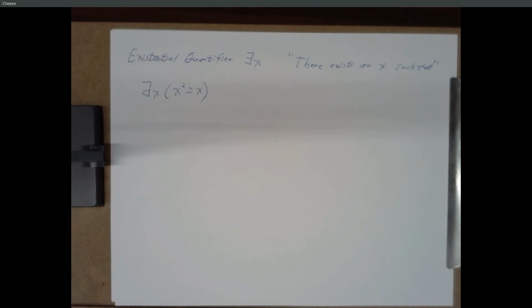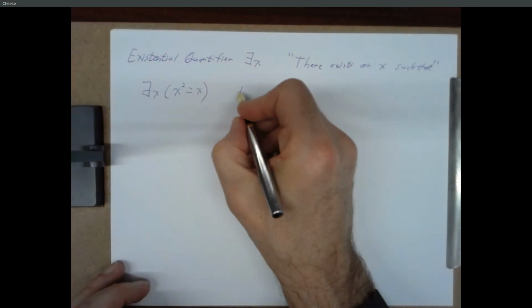Go ahead, question. I was just going to ask, when you say there exists an x, does that mean specifically one? No. At least one. At least one, all right, thank you. Yeah. So there exists at least one x for which x squared equals x. Is that true? Yeah. What's an example? Yeah, 1. Is there another example? 0. So this is definitely true.